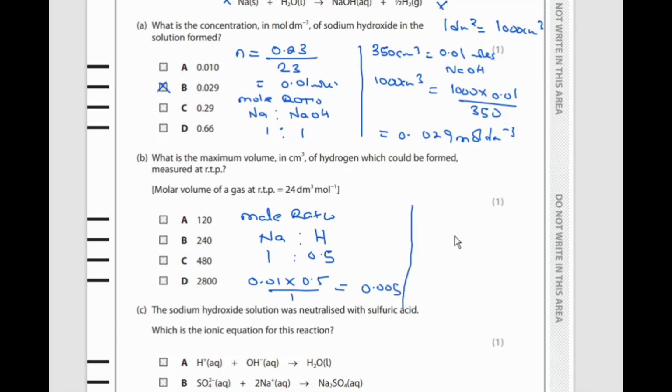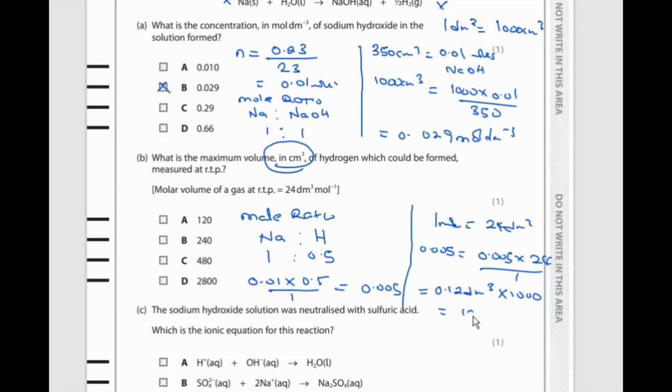Now we know that 1 mole of a gas will occupy 24 dm cubed. What about 0.005? It will be 0.005 times 24 divided by 1. This should give us 0.12 dm cubed. But the question is very specific. We need to give our answer in cubic centimeters, so we multiply by 1,000. That gives us 120 cubic centimeters. Our answer is A.